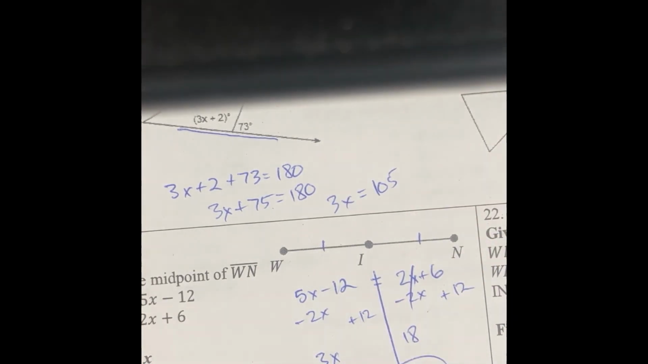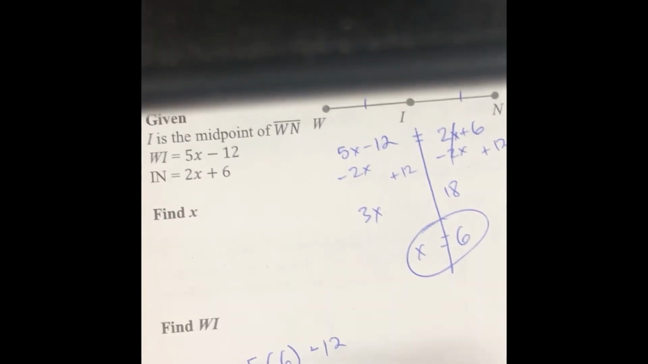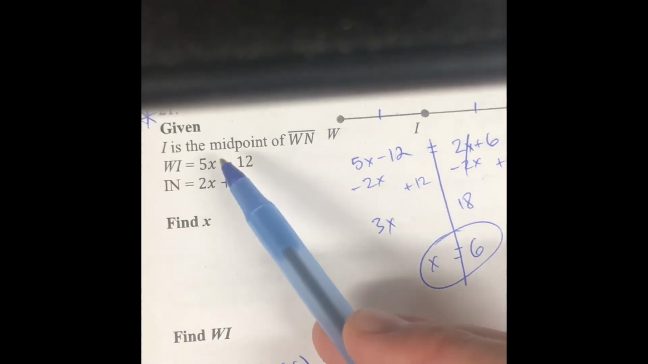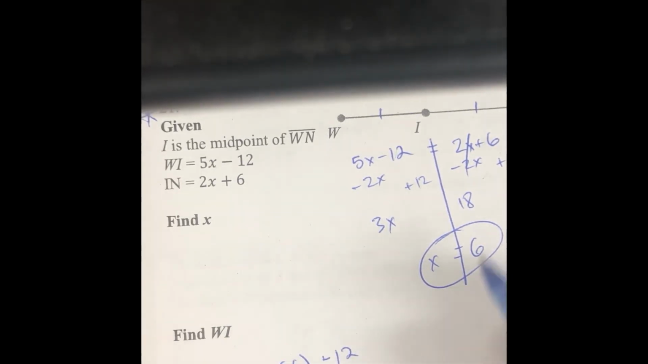And then find WI. You can really plug 6 into either one of these because these two are equal to each other, but just for sake, we'll just plug it in right here. So that's 30. Oops, sorry. I plugged 6 into this because we're finding WI. Let's see, 30 minus 12 is 18.